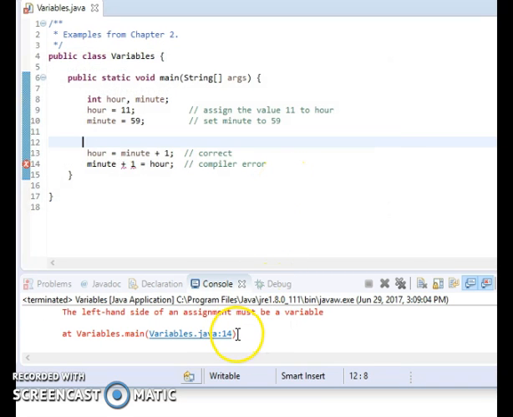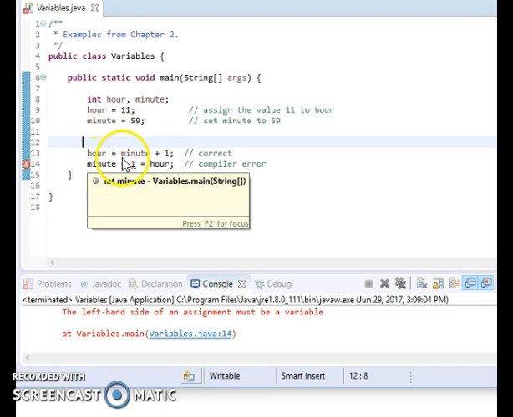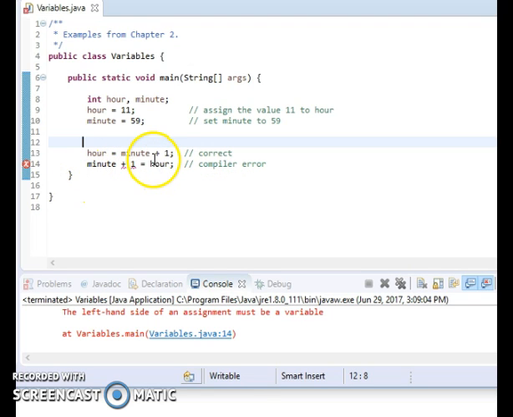Yeah, we get all kinds of problems at line 14, and it's all because I have this flipped. I meant to have hour on this side and minute plus 1 on this side.